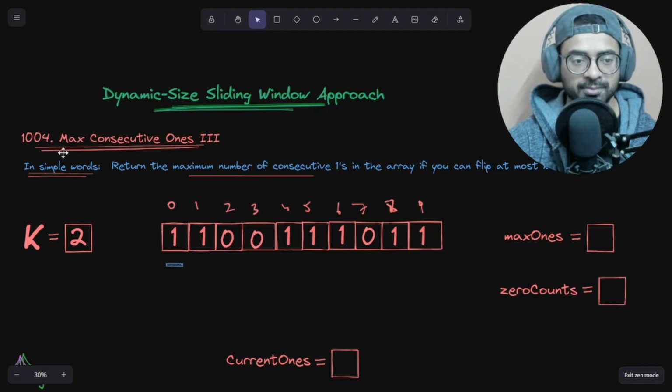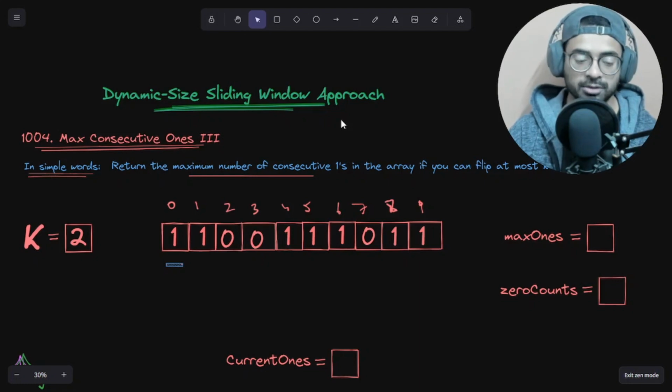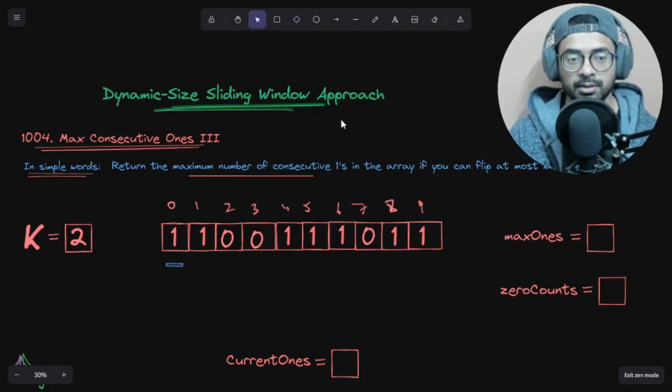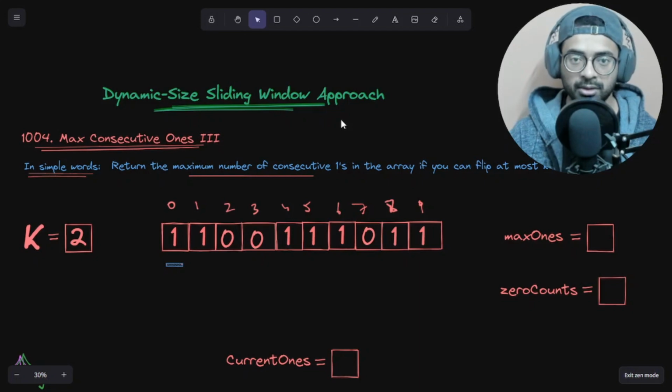The name of the question is Max Consecutive Ones III, and we are going to solve this question using the dynamic size sliding window approach. We have already covered fixed size sliding window and the two-pointer approach, and now we are looking at dynamic size sliding window. As the name goes, here the sliding window size will be dynamic, which means it will vary depending on the condition rather than being fixed.